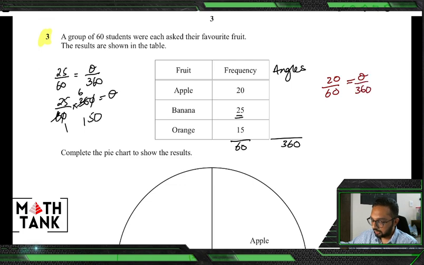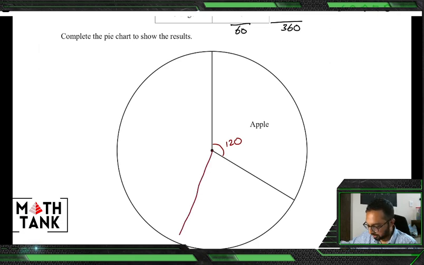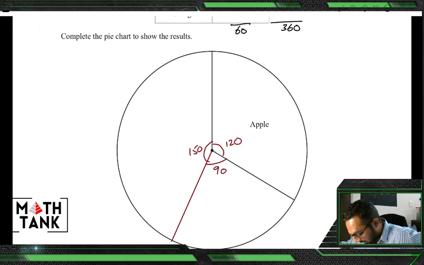1/3 is 120, so that's about 120. 150 should be a little more, so that you see a difference between 120 and 150. The remaining angle is 360 minus 270, which is approximately 90, so that should be 90, but my diagram's a little skewed.